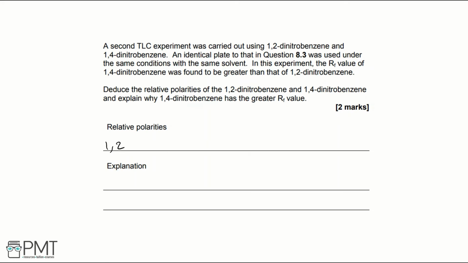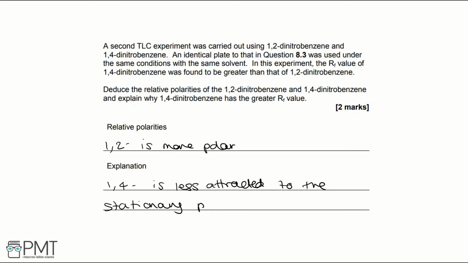In terms of the relative polarities, 1,2-dinitrobenzene is more polar than 1,4-dinitrobenzene. So 1,4-dinitrobenzene is going to be less attracted to the polar stationary phase, and this means it's going to be more attracted to the mobile phase and travel further up, creating a larger RF value.